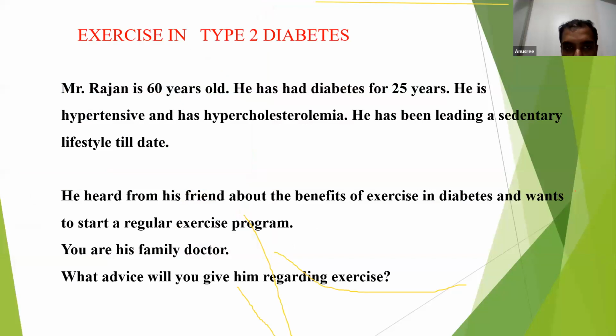Exercise in type 2 diabetes. Mr. Rajan is a 60-year-old male, and he has had diabetes for the past 25 years. He is hypertensive, hypercholesterolemic, has dyslipidemia, and leads a sedentary life. He heard from his friends about the benefit of exercise, and you are his family physician. What advice will you give him regarding exercise?